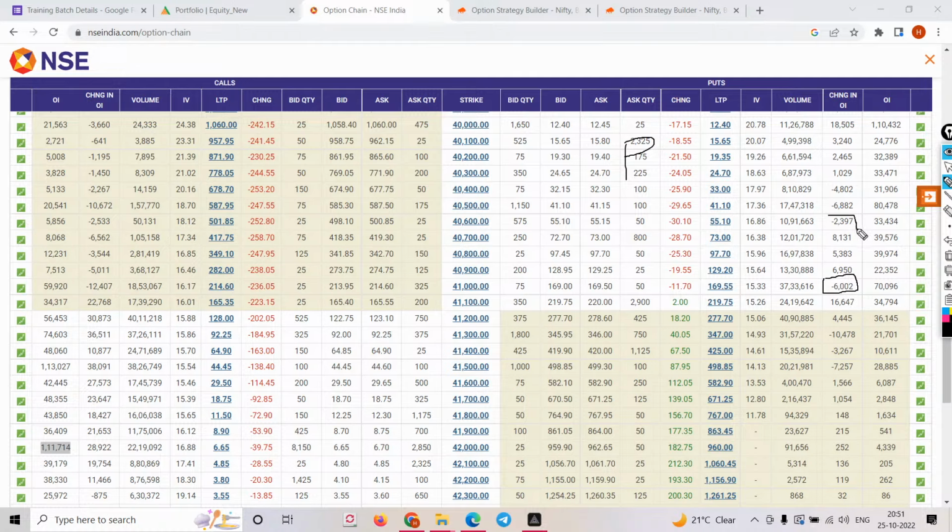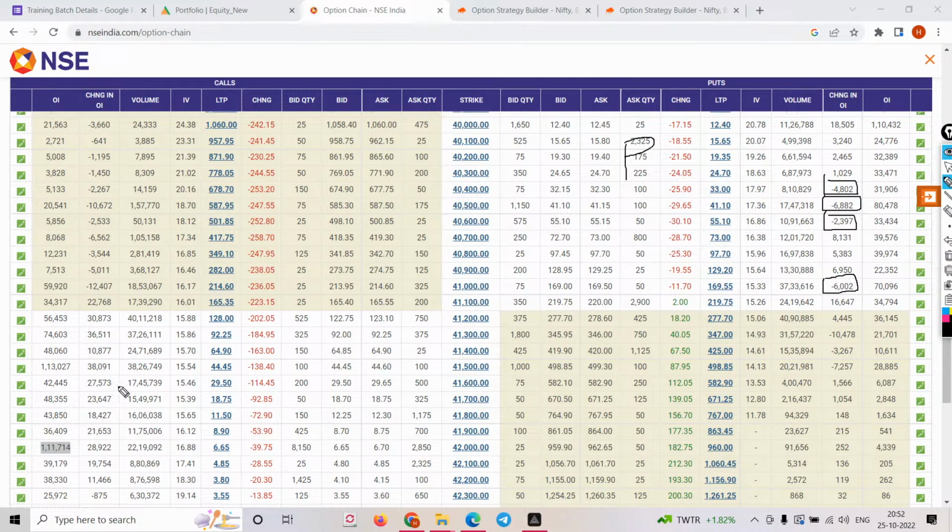This strike, people went unwinding, right? This side people went unwinding. Even you see, these are all the strikes where people went unwinding. Because how was the market today? Markets gave a gap up and then the market came down, right?